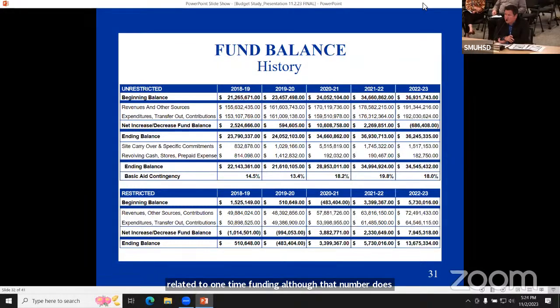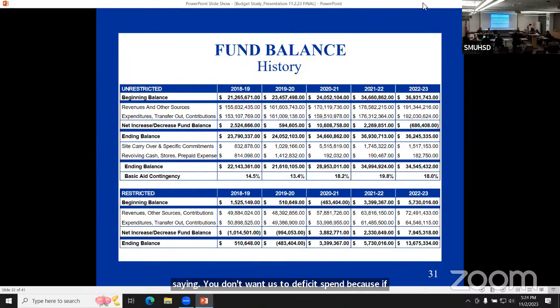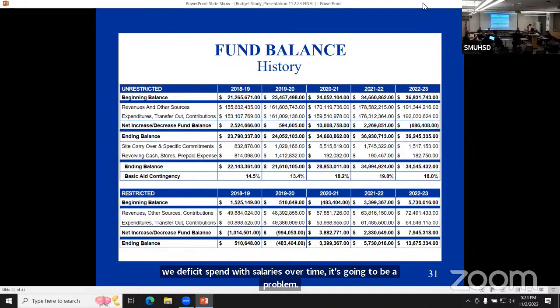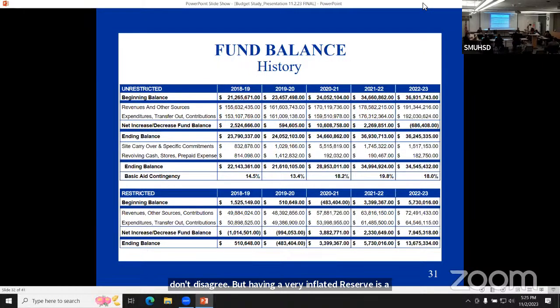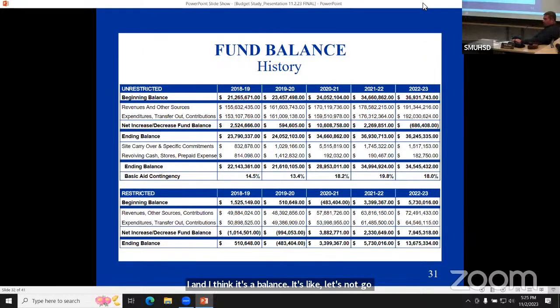I think, just to be realistic, I understand what you're saying. You don't want us to deficit spend, because if we deficit spend with salaries over time, it's going to be a problem. And that's what Superintendent Booker is saying. I don't disagree. But having a very inflated reserve is concerning, and I think we need to consider that when we are budgeting. I think it's a balance. Let's not go crazy. But we're in a good financial position.